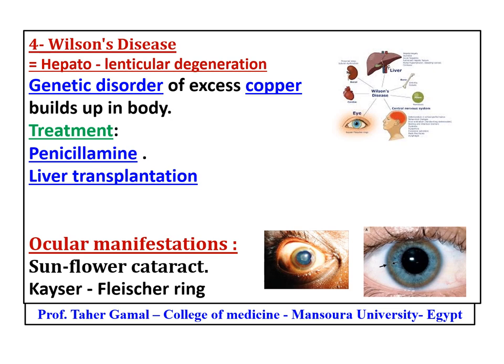Another metabolic disorder is Wilson disease, hepatolenticular degeneration. It's a genetic disorder in which excess copper builds up in the body. Treatment is by penicillamine and liver transplantation. The ocular manifestation of Wilson disease is sunflower cataract or Kayser-Fleischer ring in the cornea.